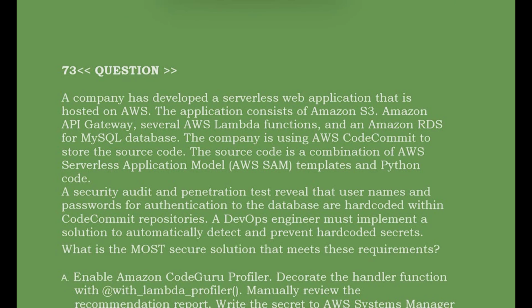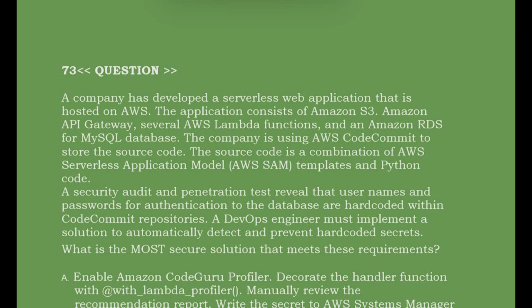Question is, a company has developed a serverless web application that is hosted on AWS. The application consists of Amazon S3, Amazon API Gateway, several AWS Lambda functions, and an Amazon RDS for MySQL database. The company is using AWS CodeCommit to store the source code. The source code is a combination of AWS Serverless Application Model (AWS SAM) templates and Python code.